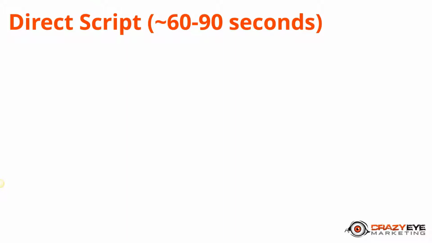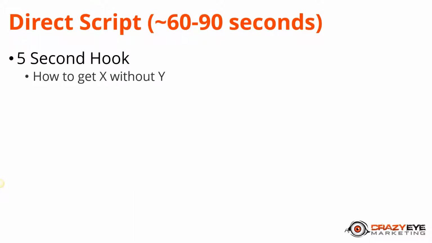So this first script is a direct script, and typically this will be about 60 to 90 seconds long. In the first 5 seconds, you're going to want to do a hook. So basically, how to get X without Y. For example, you want to learn how you can lose 20 pounds without working out. That's an example of a hook that would hook somebody in those first 5 seconds, and those first 5 seconds are critical because they have to watch those when viewing an in-stream ad. After the 5-second mark, they can click to skip your ad, so you want to hook them in those first 5 seconds.